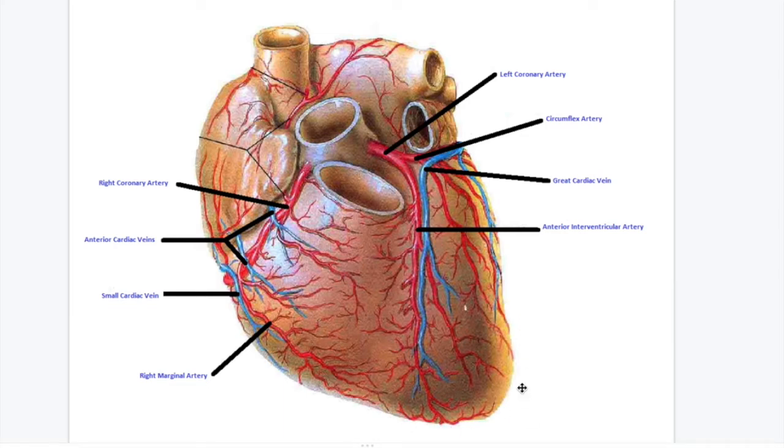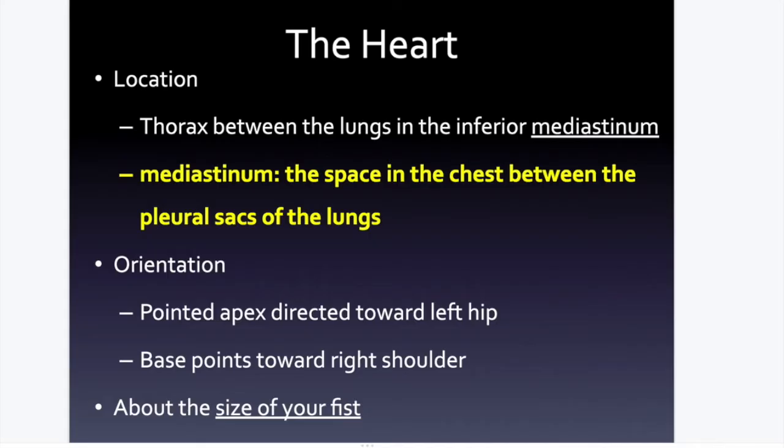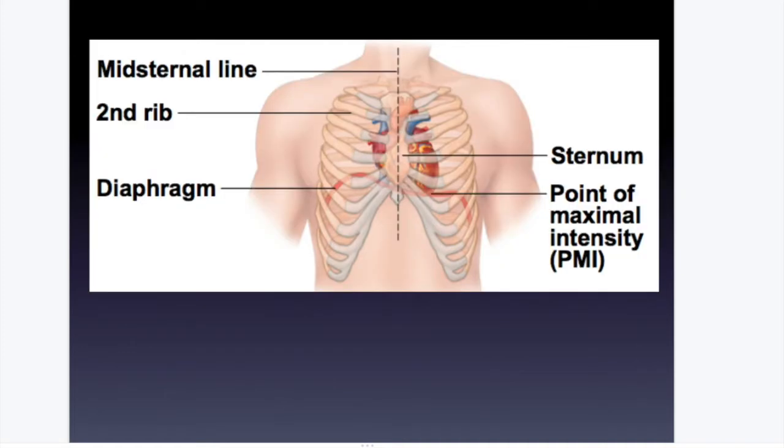Again, you would be looking at somebody else's heart and not your own in this diagram. So the base of the heart is actually kind of tilted towards your right shoulder. And then the apex, the pointed part at the bottom, would be tilted towards your left hip. So that's how it's oriented inside of your thoracic cavity. The size is about the size of your fist. Okay, so not super large of an organ, but still very important, and it does serve a very important job.